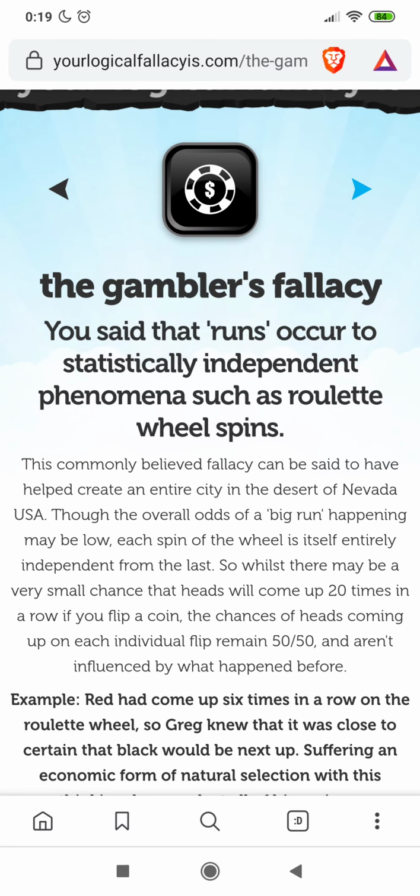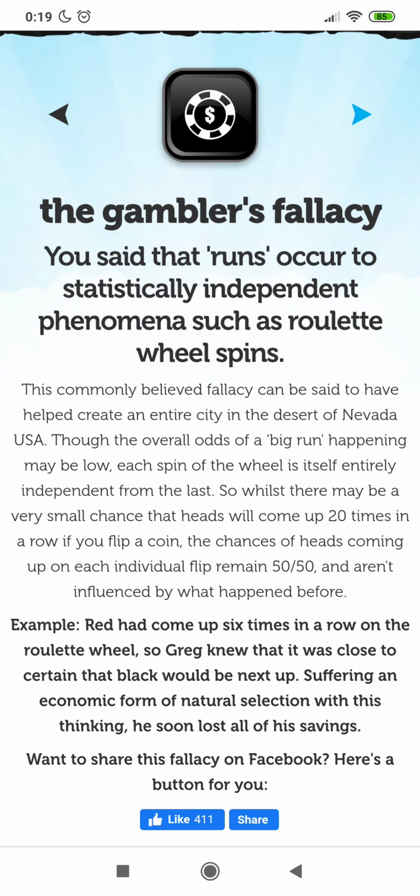The gambler's fallacy. You said that runs occur to statistically independent phenomena, such as roulette wheel spins. This commonly believed fallacy can be said to have helped create an entire city in the desert of Nevada, USA. Though the overall odds of a big run happening may be low, each spin of the wheel is itself entirely independent from the last. So whilst there may be a very small chance that heads will come up 20 times in a row, if you flip a coin, the chances of heads coming up on each individual flip remain 50-50 and aren't influenced by what happened before.